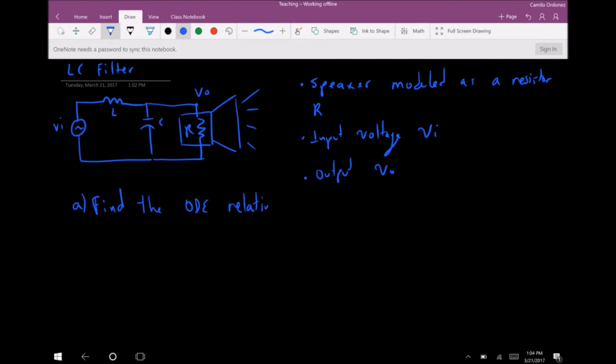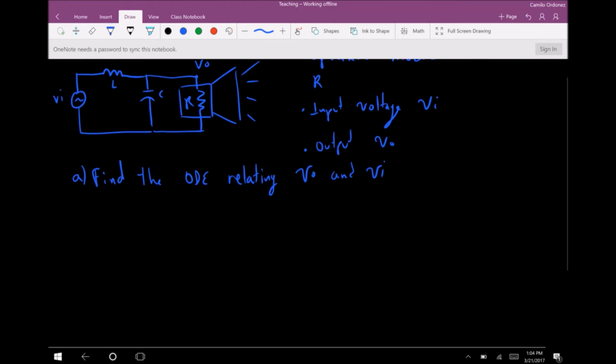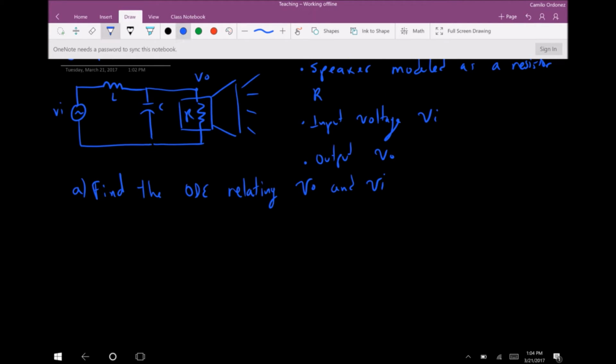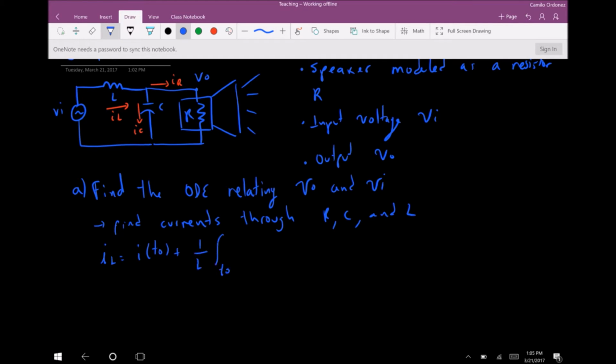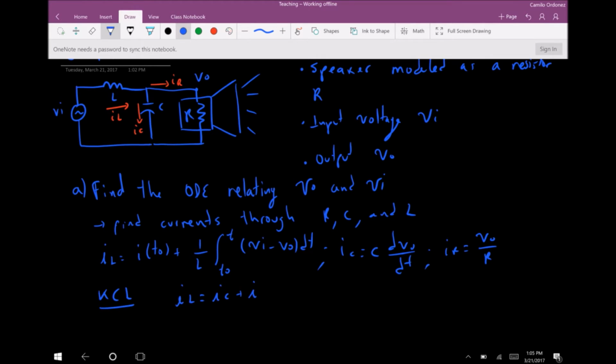The first question would be to find an equation that relates V0 and VI, that is output versus input. To do this, we can proceed as we did in class, where we find the currents through the components. So we have IL, IC, and IR. IL is the current at time 0 plus the integral of the voltage across the inductor. IC is C dV0 dt, where V0 is the voltage across the capacitor, and IR is V0 over R.